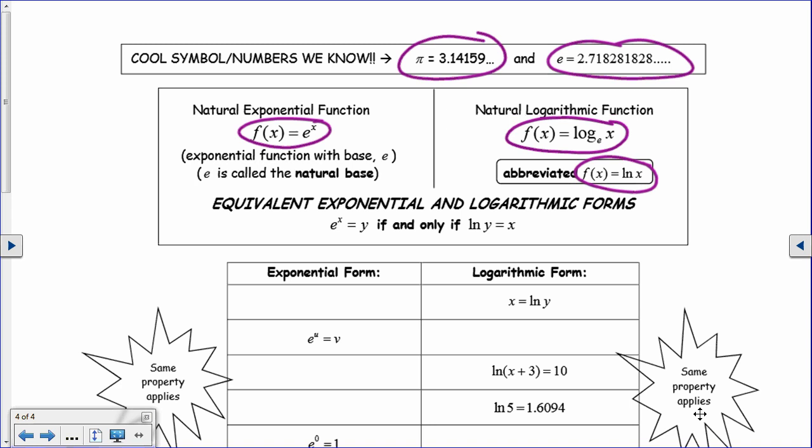So whenever you have a base that's e, you turn it into natural log of x, and you would just use that button on your calculator. It's the same idea. We're just going to do conversions, and then you use your calculator. It's the exact same idea. We're just using e as our base instead of like 2 or 3 or something.